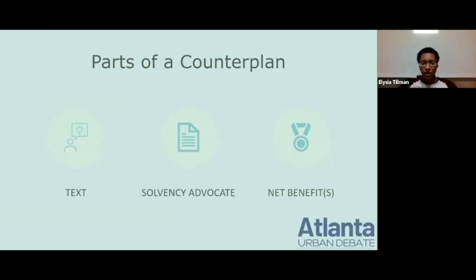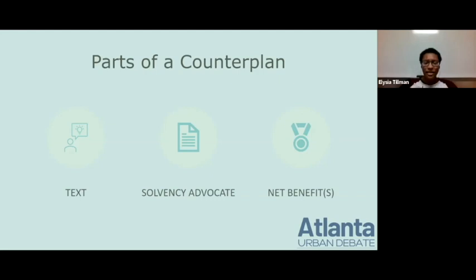So to break down the parts that you should have in the 1NC when you choose to use a counterplan, there are three main things. The first thing is the text of the plan, which is just like the AFF's plan text, except it's your policy action that you're going to do. So it's just like, this actor should do this action.